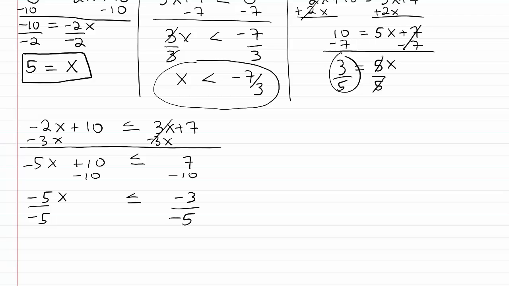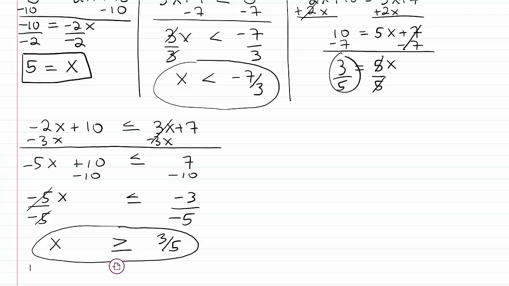When you divide by a negative in an inequality, don't forget that you have to flip the inequality symbol. So we're going to change that to greater than or equal to. And negative 3 divided by negative 5 is just 3/5. So we end up with x is greater than or equal to 3/5. And that is our solution. Whenever x is greater than or equal to 3/5, the values for f of x, or the y values in that function, will be less than the y values in the g of x function.